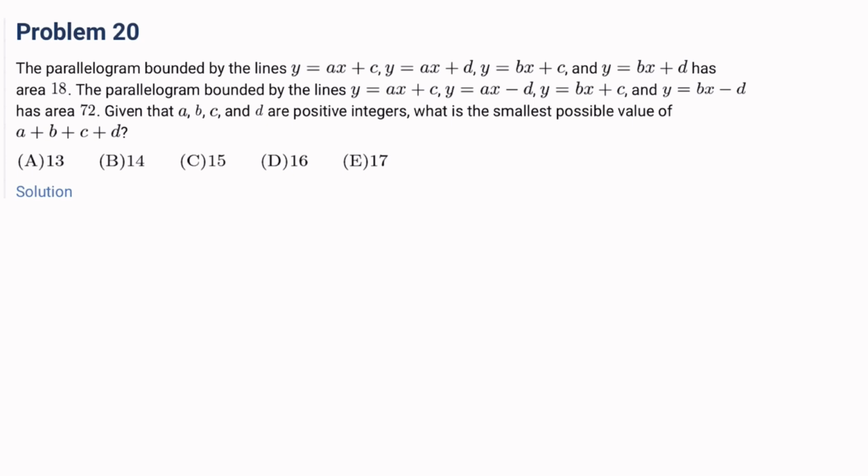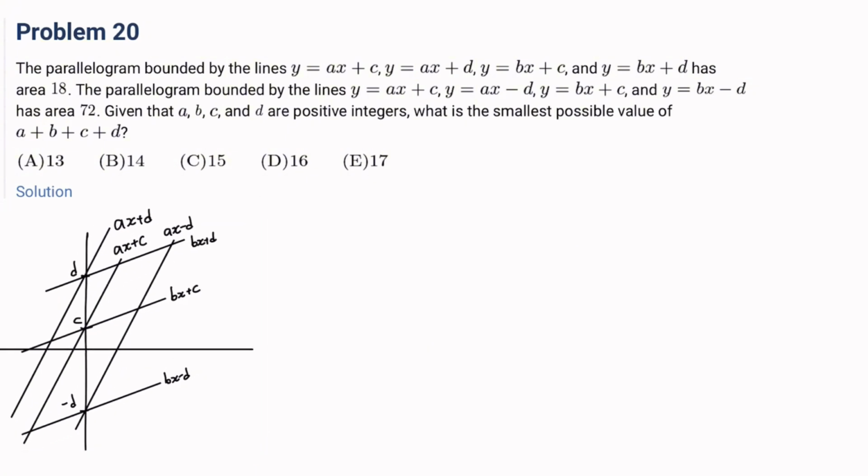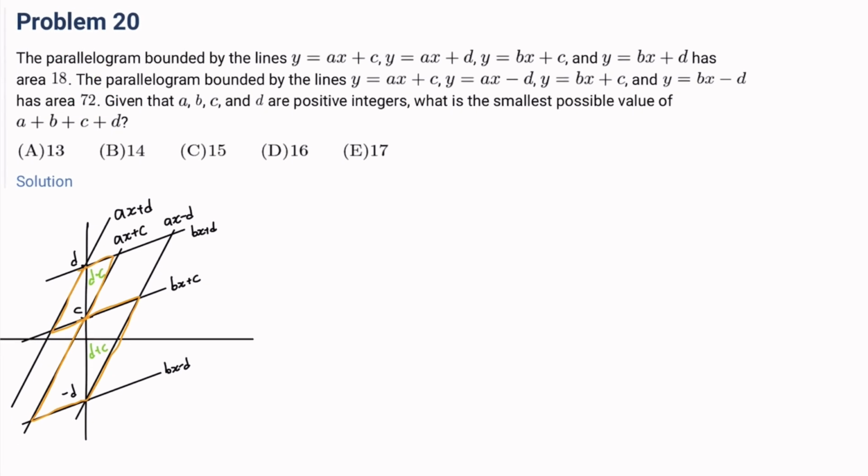Okay, so if we draw a diagram here, then it's going to look something like that, right? And we see that the two parallelograms that we are talking of, it's this one and this one, right? Since we know these lengths, right, that's d minus c and d plus c, so this is d minus c and this is d plus c, right? And their areas are 18 and 72. So the upper one is 18 and the lower one has 72 area, right?